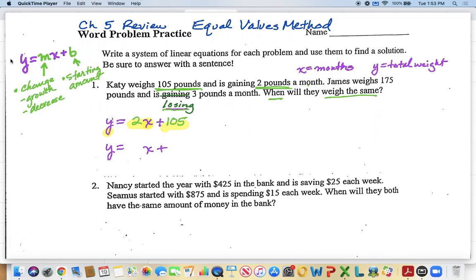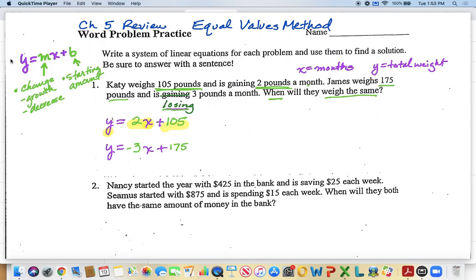And so let's take a look at what James will be. James weighs 175 pounds. So we know that's our starting weight. So let's put that in at the end of the equation. And then he's losing 3 pounds a month. That's different than gaining. Losing is we're subtracting 3 pounds a month. So that's why we're going to make that a -3 times x, which is the number of months.